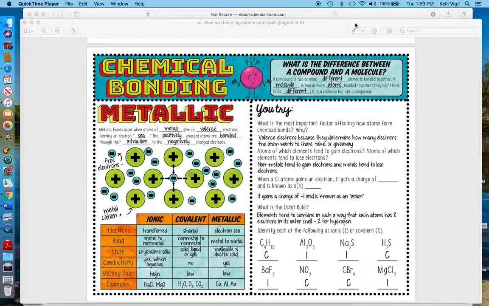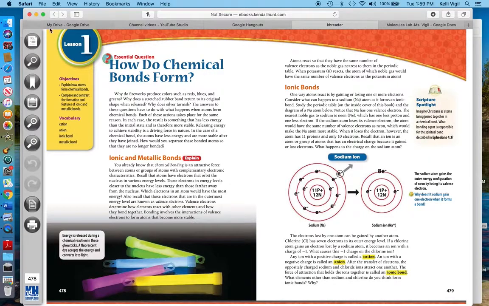So keeping that in mind, we're going to head over to our textbook here, and we're going to read a bit together. Okay, so chemical bonds forming. Why do fireworks... Oh, I'm on the wrong lesson.